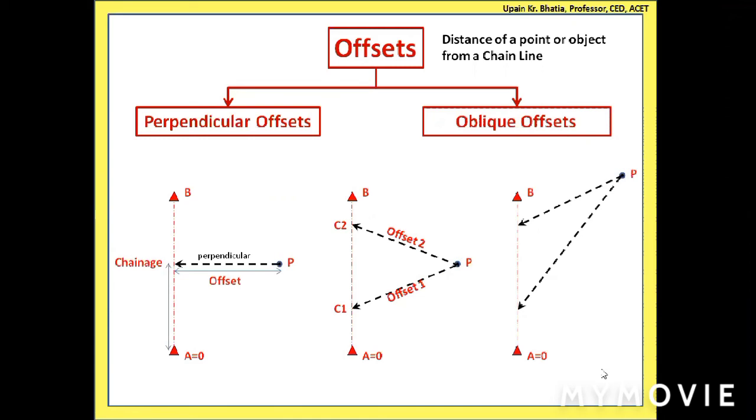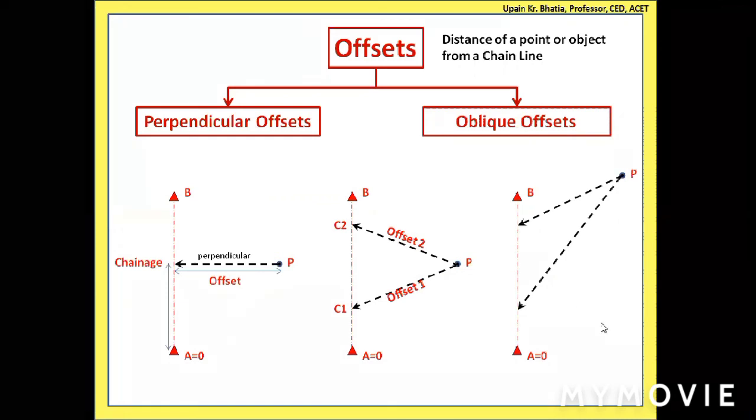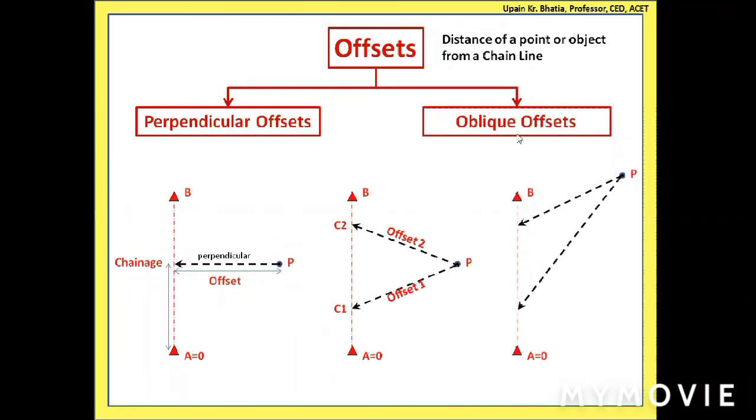Sir, in the third figure, can't we increase the main line? In the third figure, I told you this particular case is when you cannot extend. If you can extend it further, obviously you will be able to draw a perpendicular and take the perpendicular offset. It is possible. But I told you, if there is some restriction, like a boundary line going on this side, you just see the arrow.